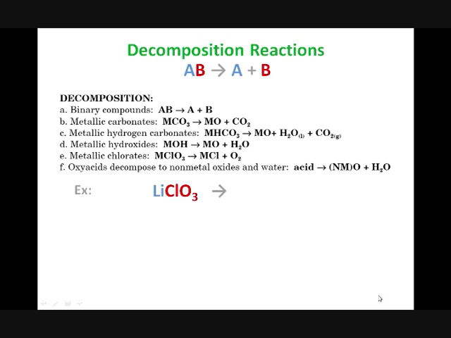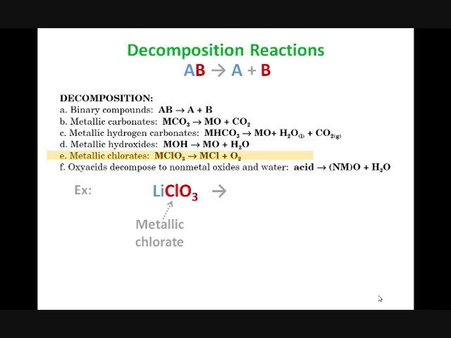LiClO3, lithium chlorate, is decomposing. It's our only reactant, and we know it's going to break down into smaller, more stable substances. We always need to check our decomposition patterns to see which one we need to follow. All right, which pattern do you think we need to follow here? There it is. This is a metallic chlorate, lithium chlorate. So lithium, Li, is our metal. It replaces the big M, and we follow the pattern.